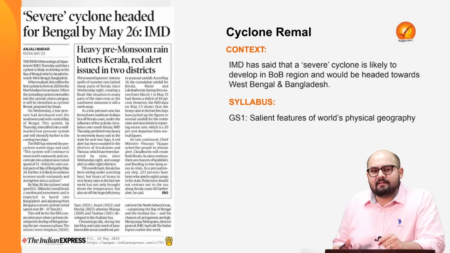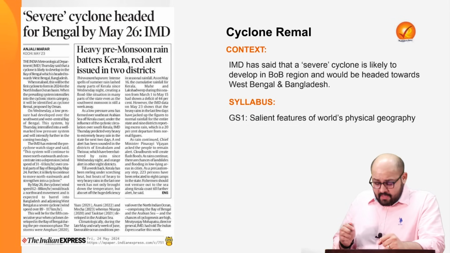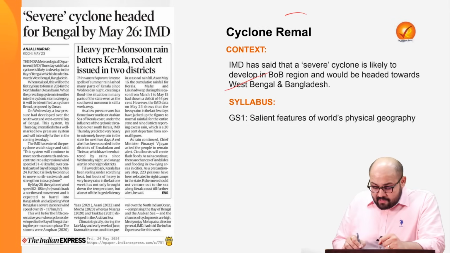So coming to the third article, we have news from the Indian Meteorological Department, which has said that a cyclone would make landfall in West Bengal and Bangladesh, and the projected name of the cyclone would be Cyclone Remal.